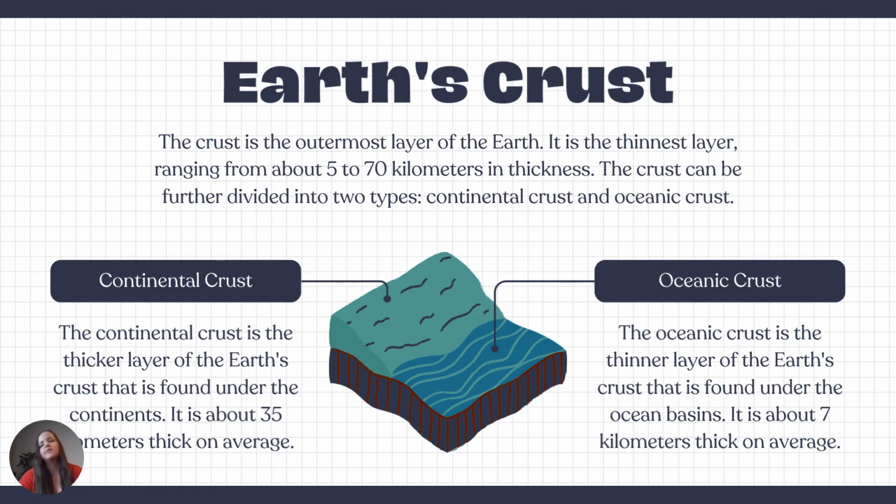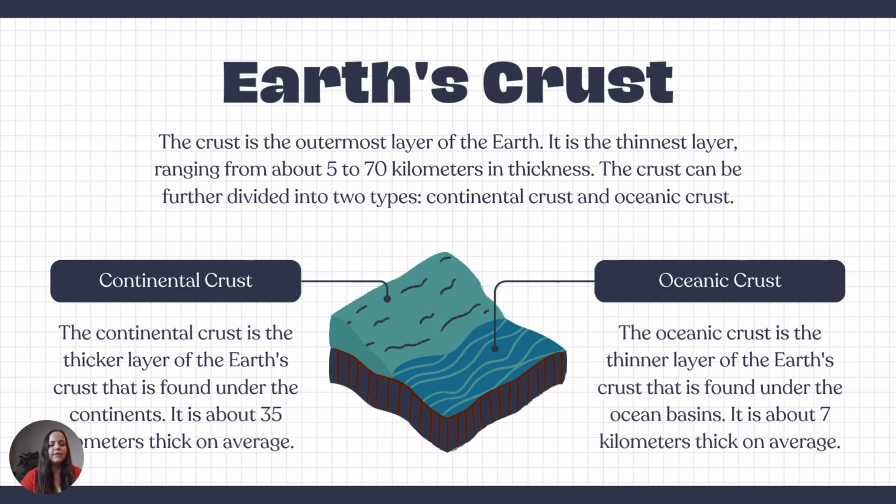So looking at the Earth's crust more in depth, again, this ranges from 5 to 70 kilometers in thickness, and that depends on whether we're looking at continental crust or oceanic crust. Continental crust is much thicker, which is why it stands above the ocean water level. This is usually about 35 kilometers thick on average, but it can be thicker, especially when you're looking at really tall mountain ranges like the Himalaya. And then we have the oceanic crust, which is a much thinner layer, somewhere around 7 kilometers thick, and it makes up the ocean basins, which is why the water sits on the oceanic crust.